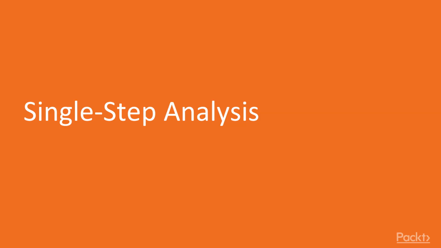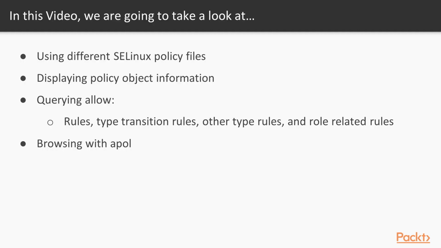Now we move on to the first video of this section that deals with single-step analysis. In this video, we'll use different SELinux policy files and display policy object information. Also, we'll learn to query allow rules, type transition rules, other type rules, and role-related rules. At the end, we'll see how to browse with apol.